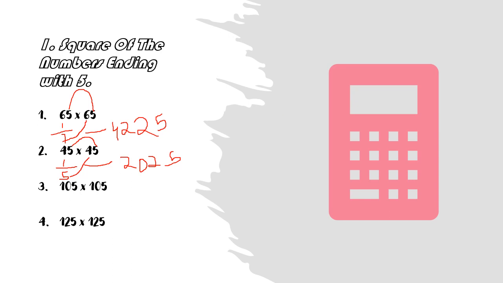And we'll move on to the third one, 105 into 105. So what are we going to do? Add 1 to this, add 1 to 10, okay? Add 1 to 10. What are we going to get? 11. So what is the next step? You're going to multiply this with this number. 11 into 10 is going to be 110, okay?